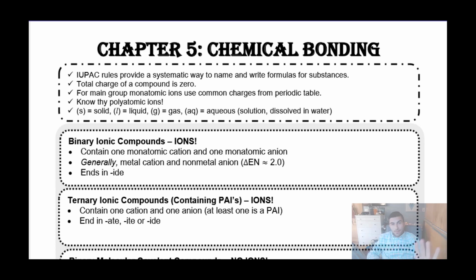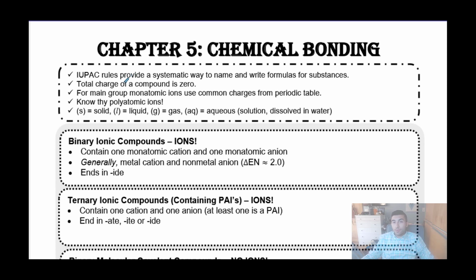And we'll start with naming ionic compounds. We'll go through the other compounds and then finish up with the properties. So the International Union of Pure and Applied Chemistry, IUPAC rules, give us a systematic way to name and write formulas for substances. Remember, the total charge of any compound, no matter how it's bonded together, is zero. By definition, compounds are neutral.